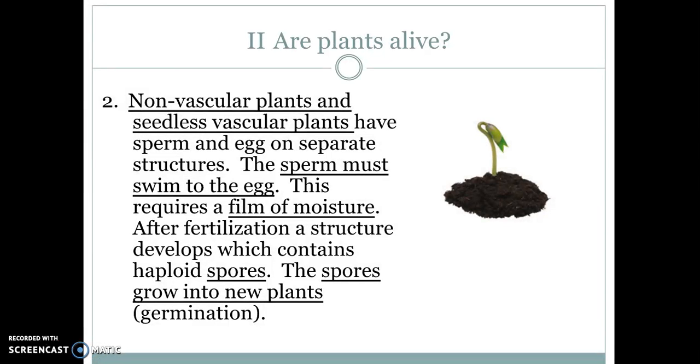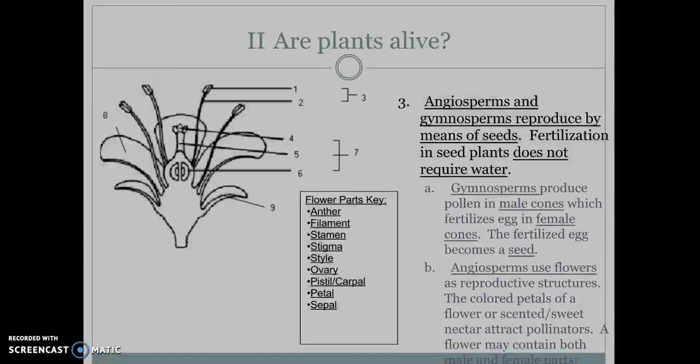Non-vascular plants and seedless vascular plants actually have sperm and egg on separate structures. So the sperm must actually swim to the egg, and this requires a film of moisture. After fertilization, a structure develops which contains haploid spores. Remember that haploid means half, and the spores actually grow into new plants.